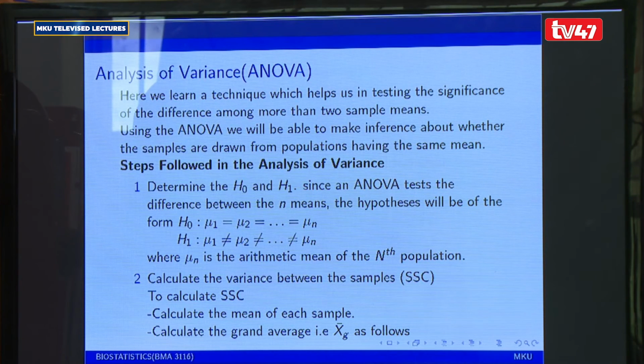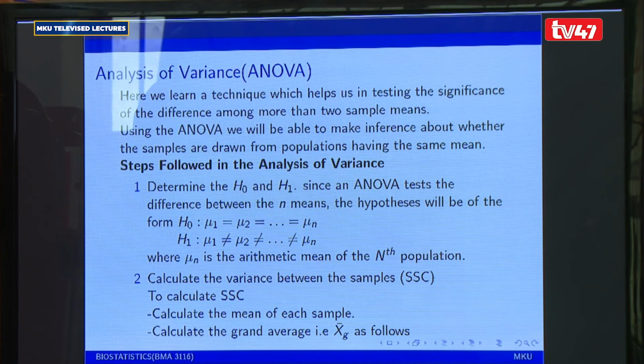One is to determine the H0 and H1. Of course, since the ANOVA tests is the difference between means, the hypothesis will be of the form H0, such that the first mean is equal to the second mean is equal to the third mean, and so on up to the last mean, or the last set of individuals that you're having. Then the alternative will be such that the means are not equal. That is, mu1, mu2, mu3 are not equal, where mu is the arithmetic mean of the nth population. If you have 4, then the 4th population.